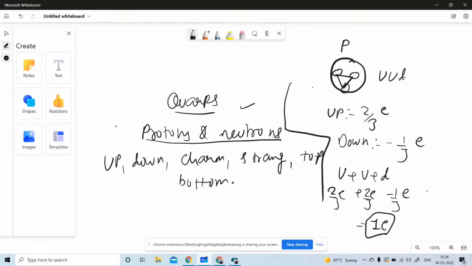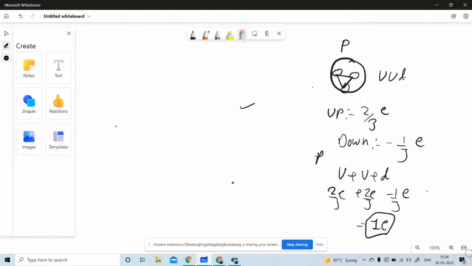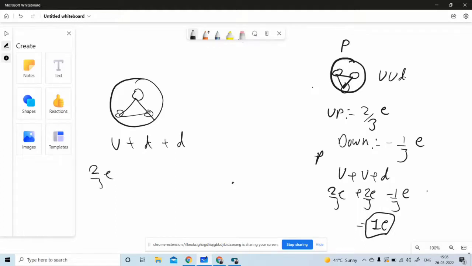Clear? Okay. Now, similarly, neutron is also made up of quarks. Neutron is made up of UUD. Sorry, UDD. Neutron is made up of UDD. Electrons are not made up of quarks. Only protons and neutrons are made up of quarks. So composition of neutron is UDD. This way. Up plus down plus down. 2 by 3 e minus 1 by 3 e minus 1 by 3 e. This is neutron. Got it, students? Electrons are not made up of quarks.